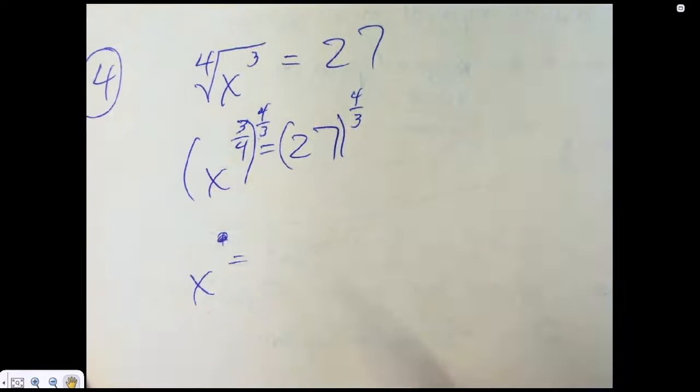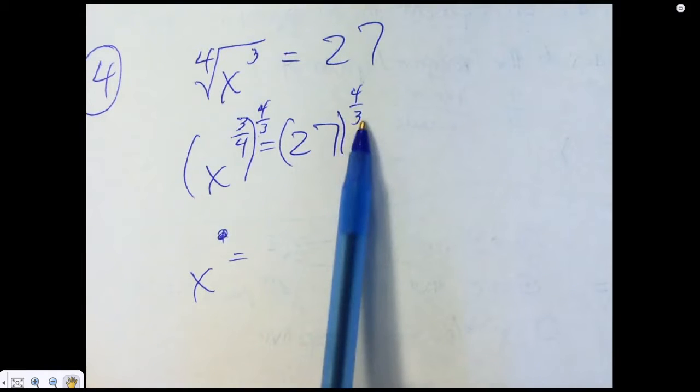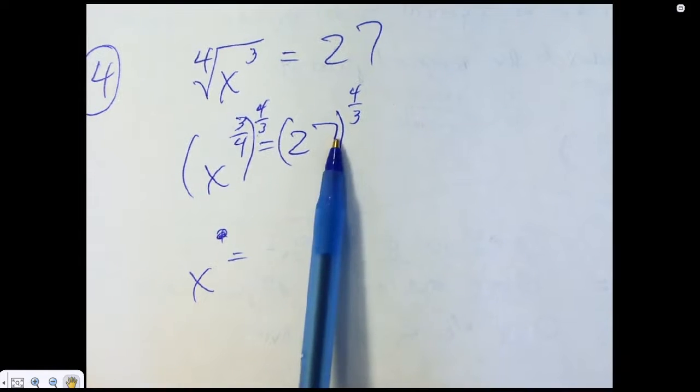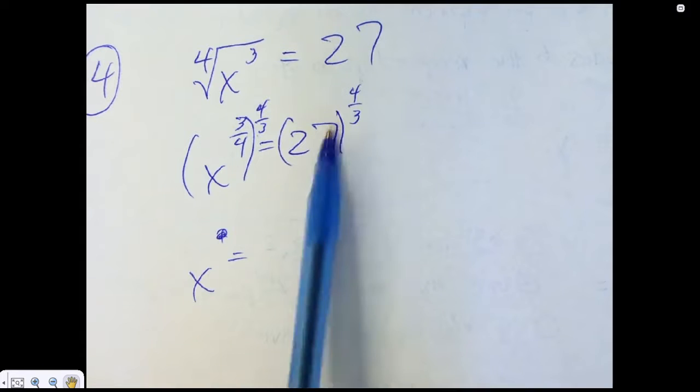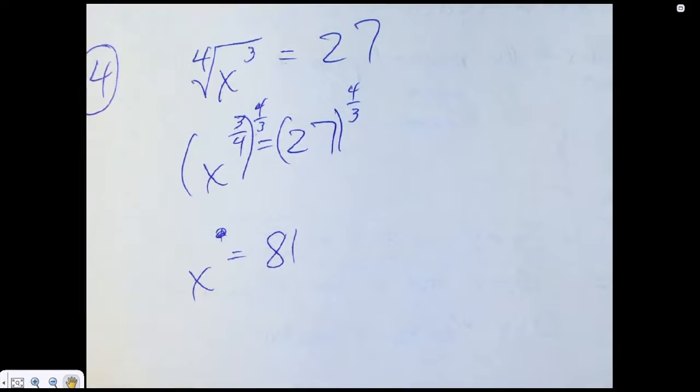I don't really need this 1 here. It's just x. And then 27 to the 3/4. So work through your process. Root it. The third root of 27 will be 3. 3 to the 4th power is 81.